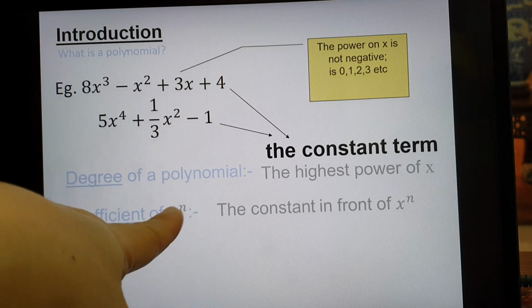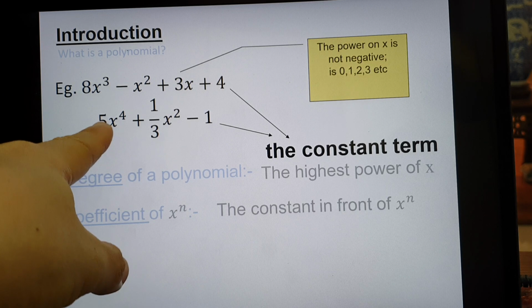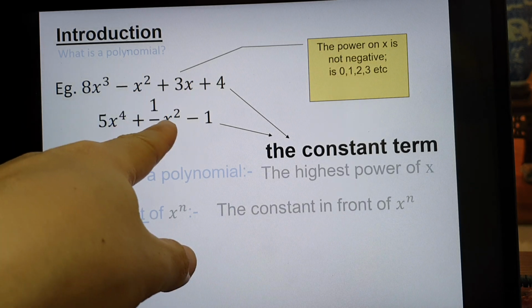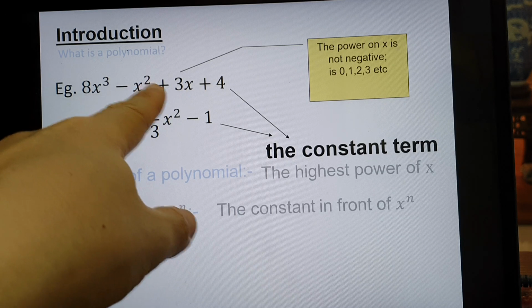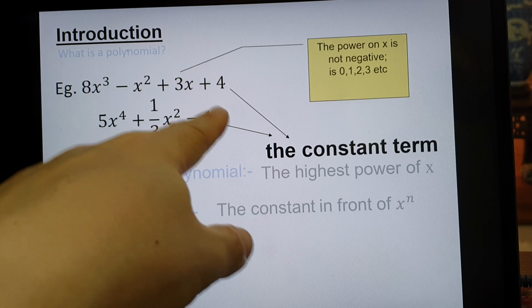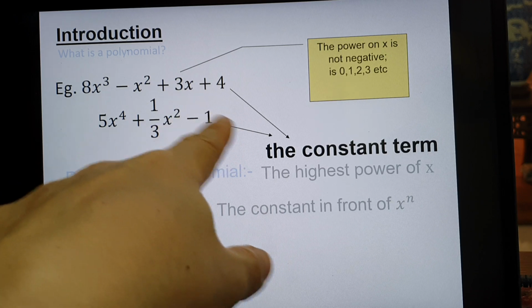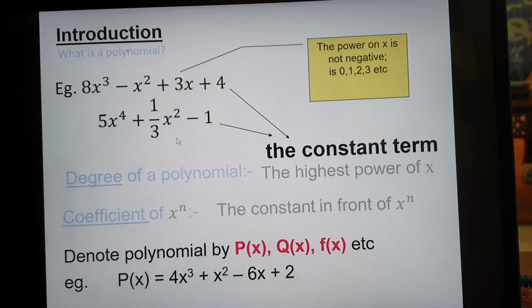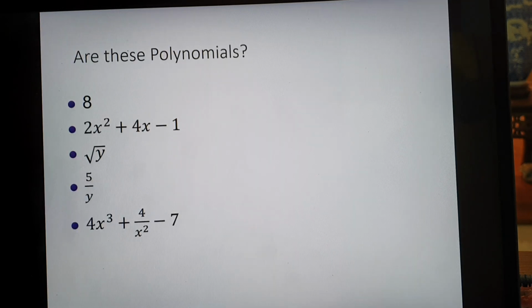Okay, coefficient, they are introducing this word. This is the coefficient of x to the power 4, that's 5. So 1/3 is the coefficient of x squared, minus 1 is the coefficient of x squared, 3 is the coefficient of x, and so on and so forth. And the number without any x is known as the constant term. And you can actually call a polynomial by any letter of the alphabet, big case or lower case.